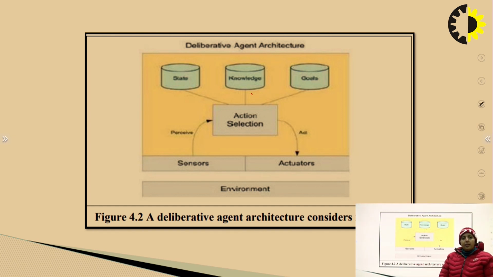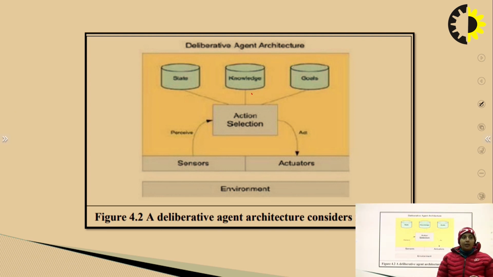Meaning, if I'm in this state, then I can be in another state and another state, because I have just told you there can be n number of states or sequence of states that we need to follow to achieve a goal, right? Then there is knowledge, meaning whatever knowledge that particular agent has, it applies all that knowledge to perform or to solve that complex problem.